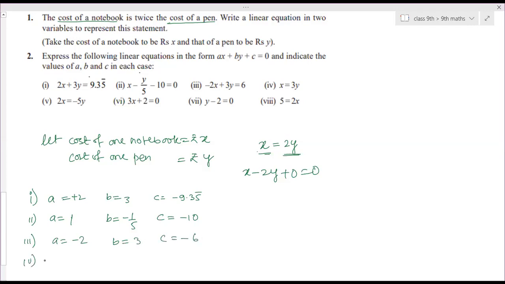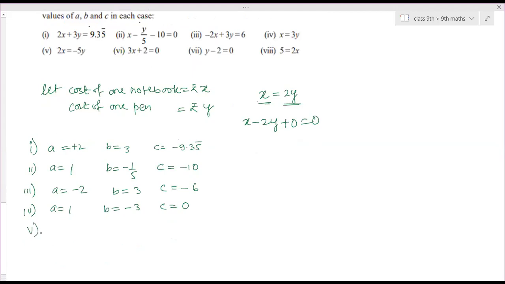Fourth one, Ankita. A is equal to 1, B is equal to -3, and C is equal to 0. Okay. Daphne, fifth one. Come to the mic, take the mic closer. A is equal to 2, right? B is equal to 5, C is equal to 0. Okay, fine.